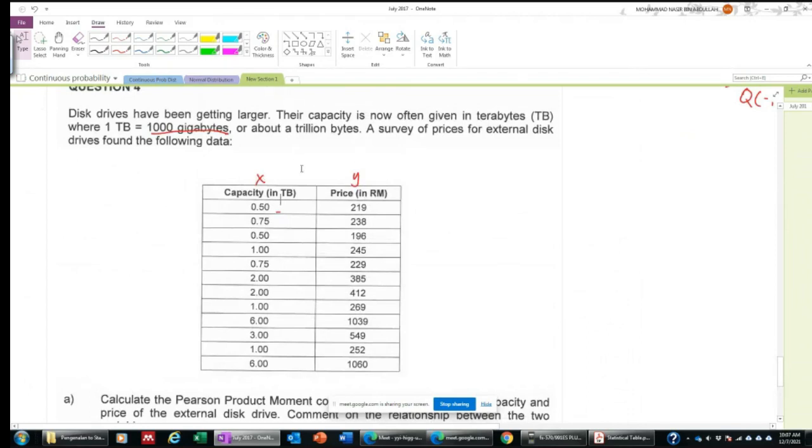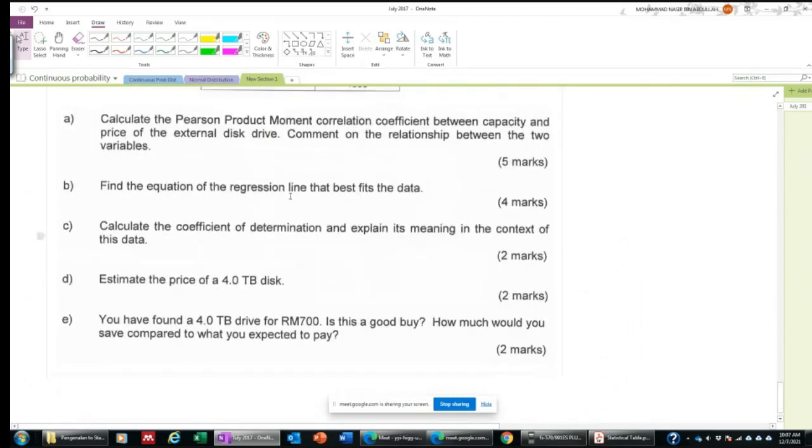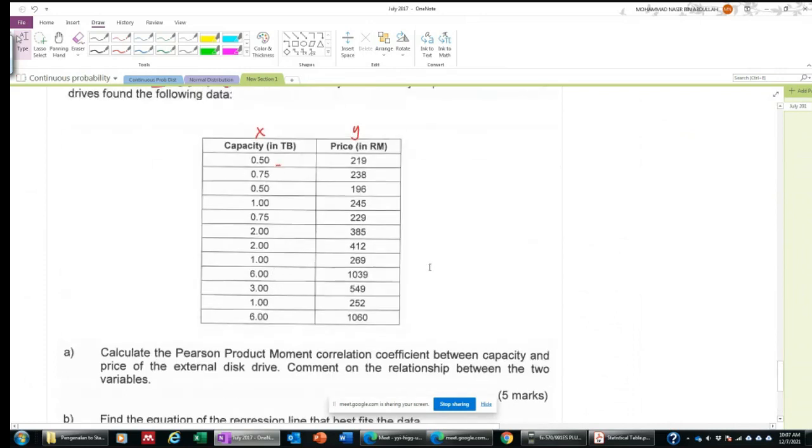To confirm whether our definition is correct or not, let's look at the question. Is there a prediction question? Here it says, estimate the price of a 4 terabyte disk. So we know if you want to estimate, it means we want to estimate the dependent variable. So the dependent variable is our price.